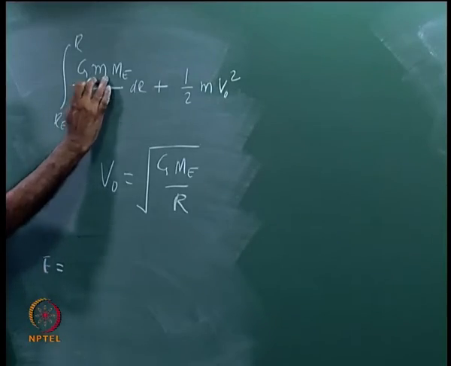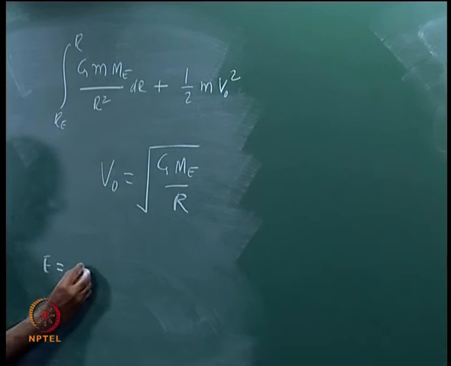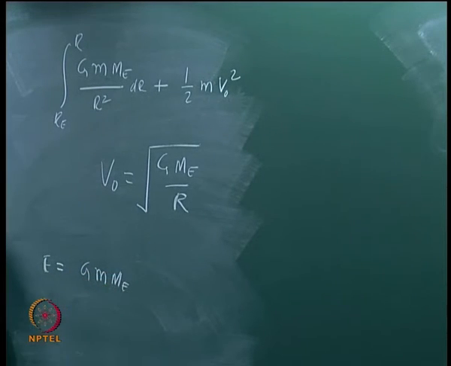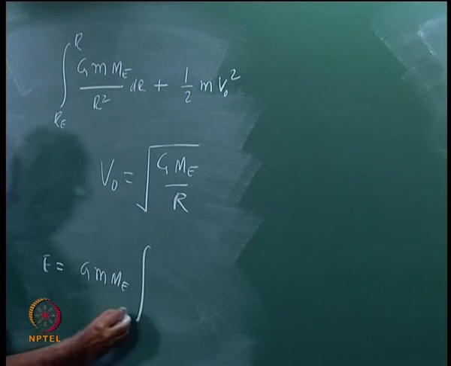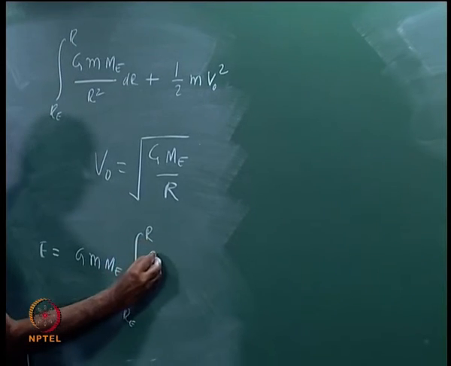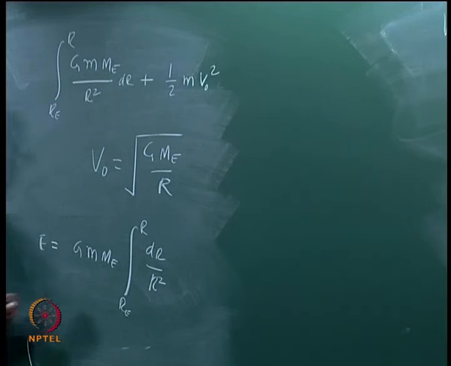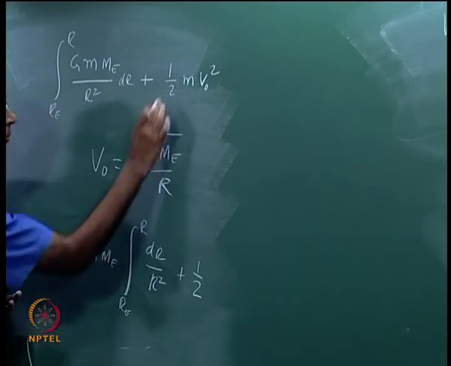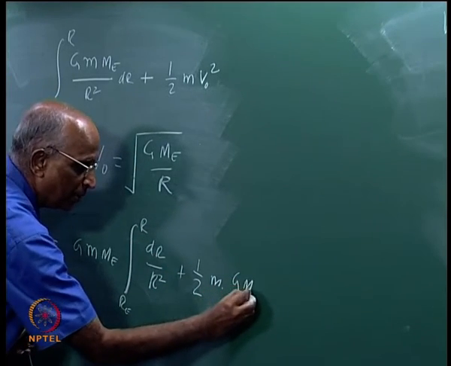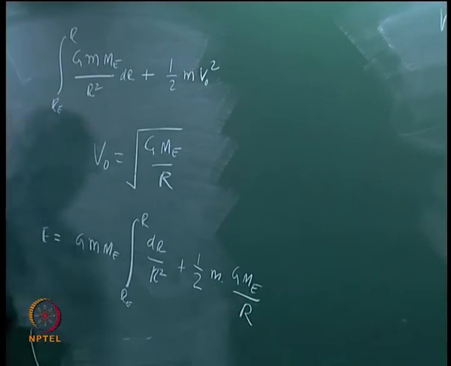And therefore I can say that the total energy in orbit is equal to, let us integrate this out. The mass of the object is constant, the mass of the earth is constant, therefore I have the gravitational constant G m me into the integral from Re to r of dr by r square, plus I have half m, what is v0 square? G me by the, at that particular radius, r.